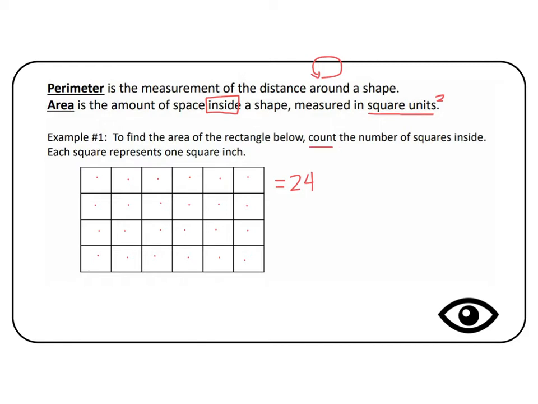Another way that we can do it is to use a formula. The formula for area is area equals length times width. In this case, that would be 6 times 4, which gives us our total of 24.